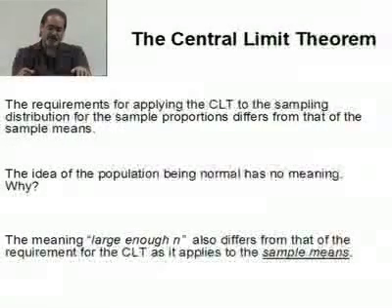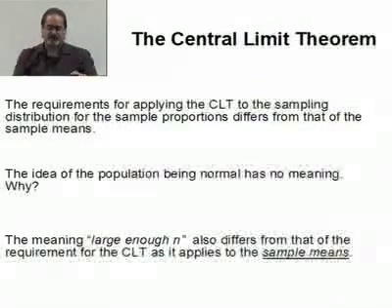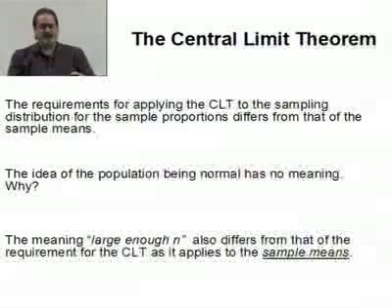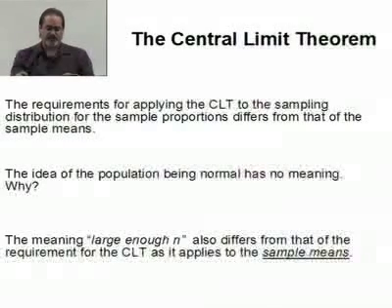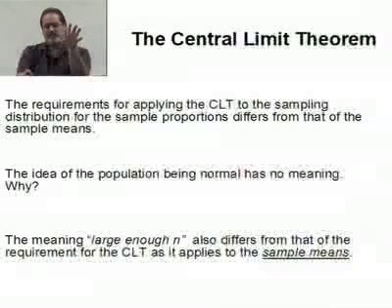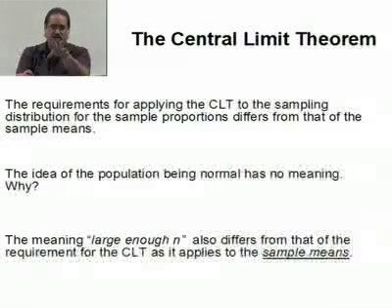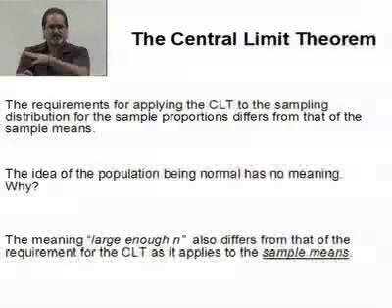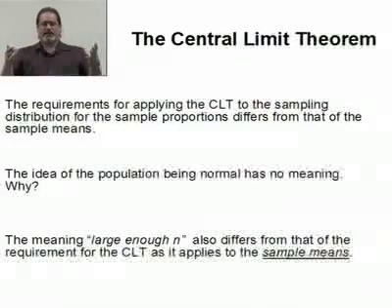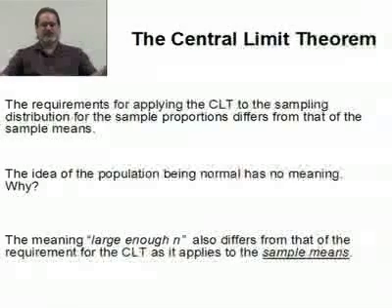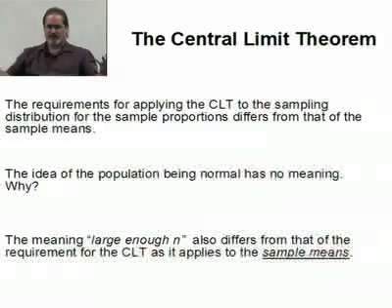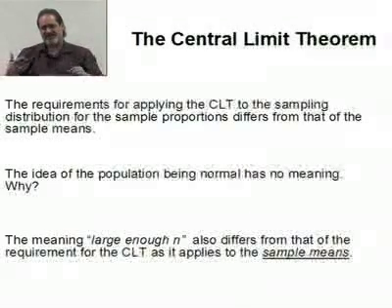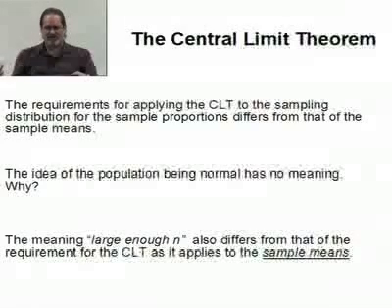Okay, the requirements for applying the central limit theorem to the sampling distribution for sample proportions are different from what we saw for the sample means. The reason is that with the sample means, we said we need the distribution to be normal to begin with, or a large enough sample size for the CLT to apply. When we start talking about proportions, what could it mean for the population to be normal? Well, the population is going to be a bunch of ones and zeros. How can that be normal?